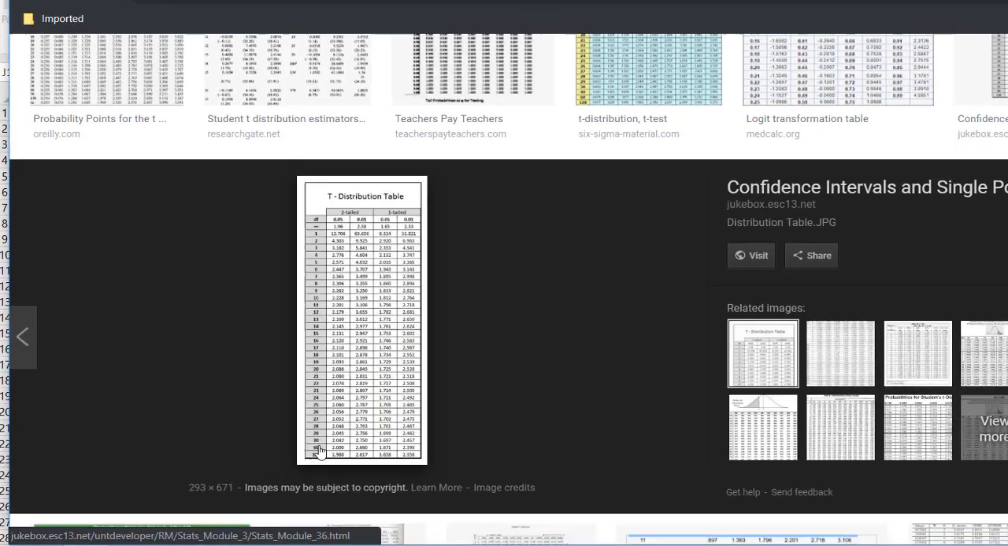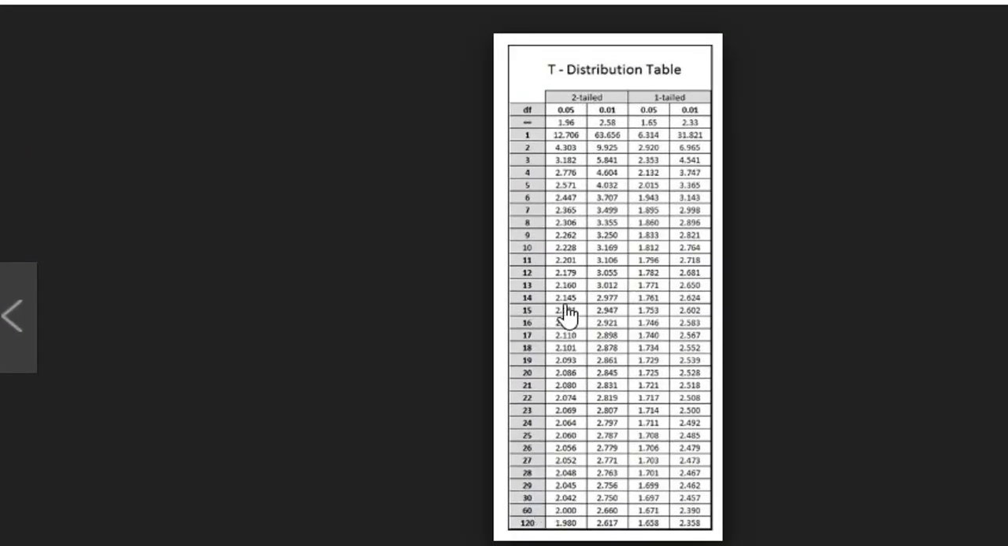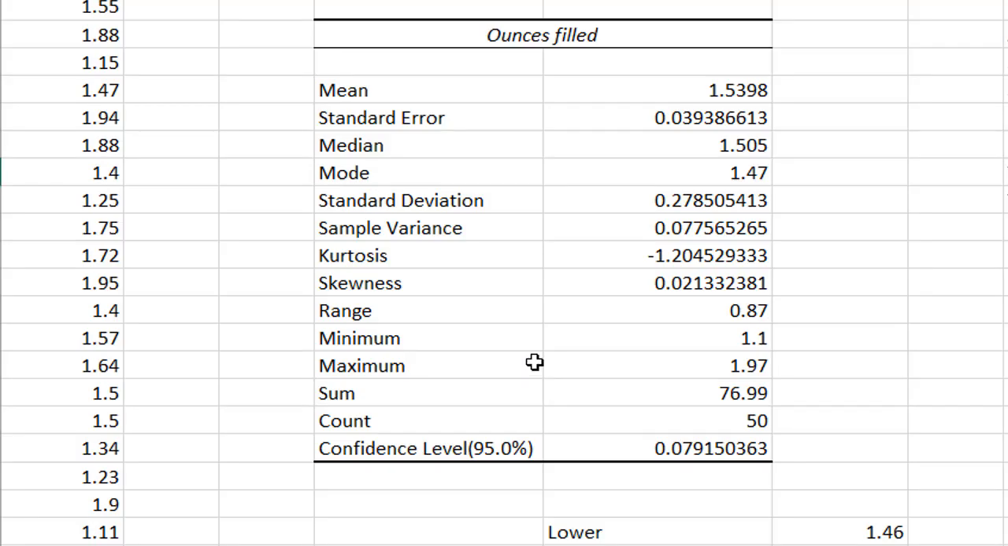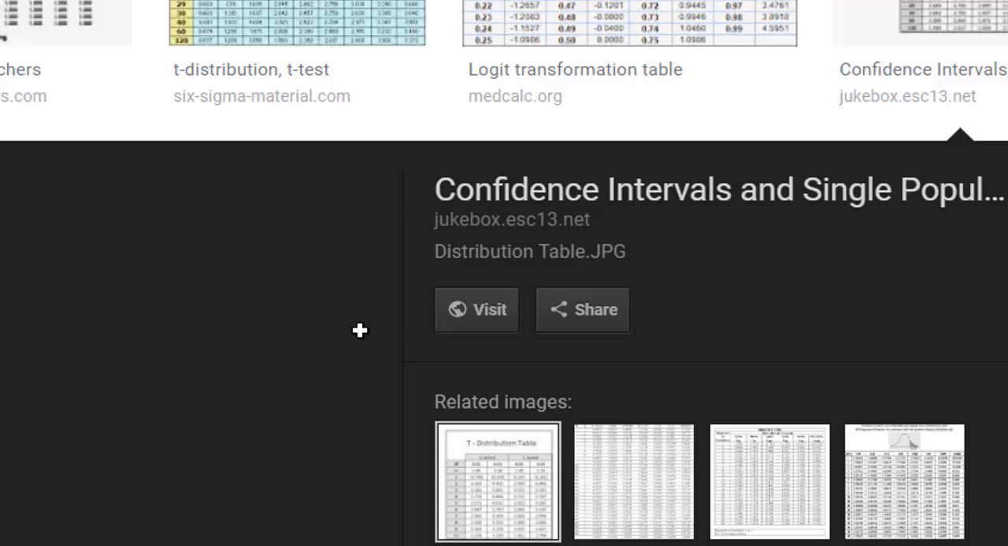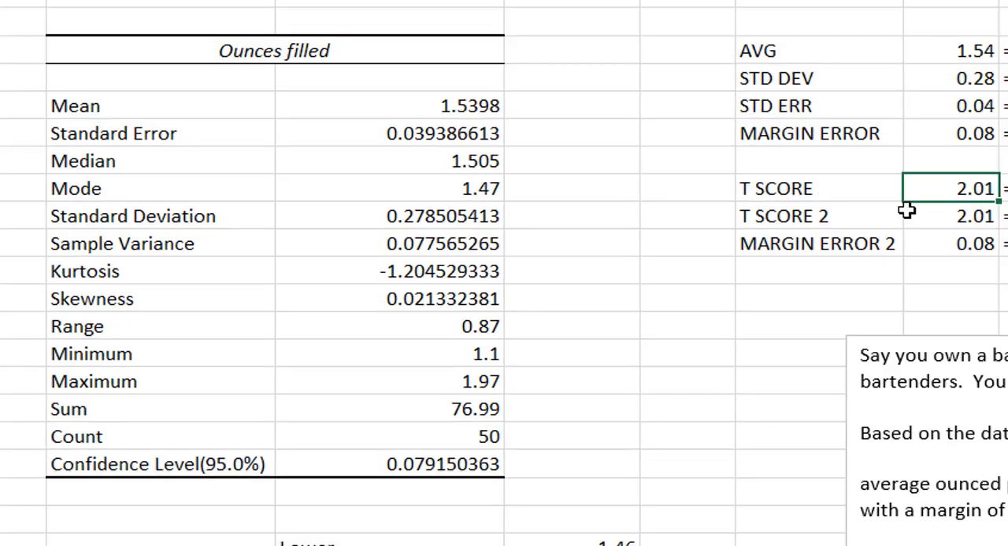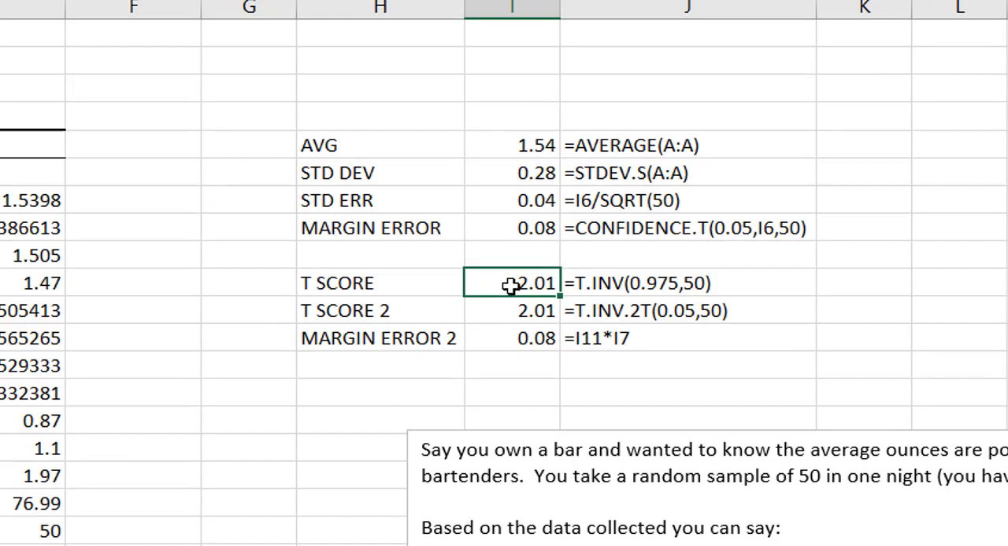This is between 30 and 60, right? So if we look at a 2-tail test, 0.05 is our alpha. It's going to be between 2 and 2.042, which is pretty close to the value that we got here, right? 2 to 2.042. Yep. So that's pretty close here. So our t-score here tells us that.